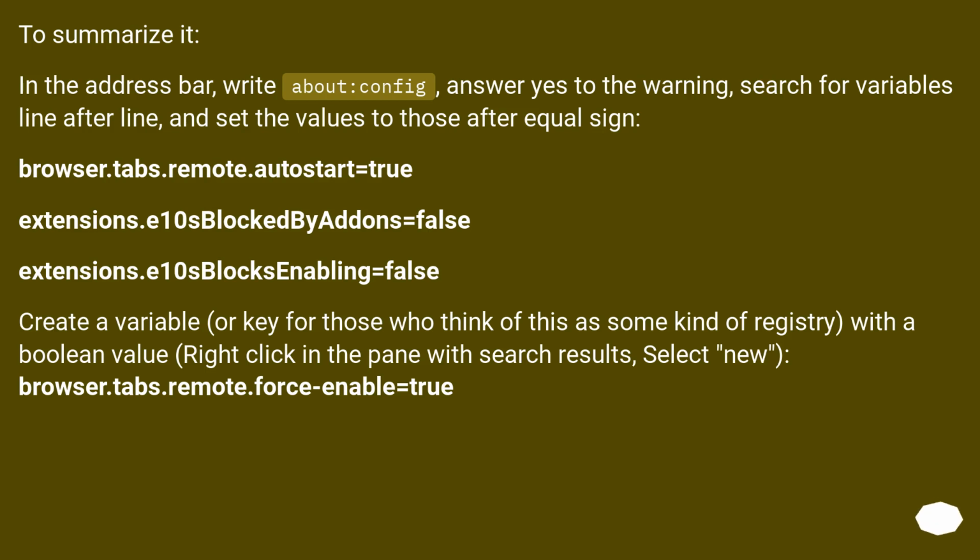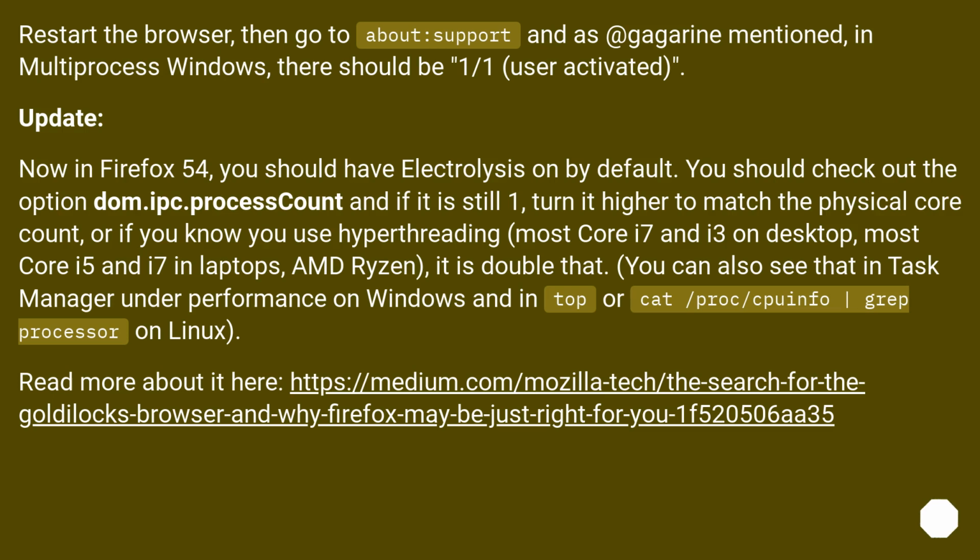Create a variable, or key for those who think of this as some kind of registry, with a Boolean value. Right-click in the pane with search results, select New. browser.tabs.remote.force-enable equals true. Restart the browser, then go to about:support, and as Gagarin mentioned, in Multiprocess Windows there should be 1/1, user activated.